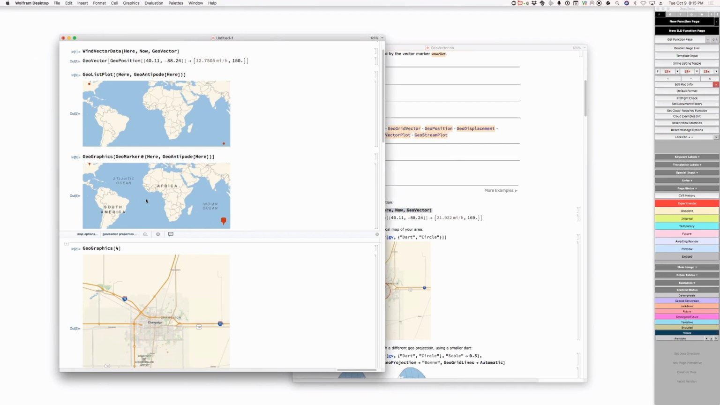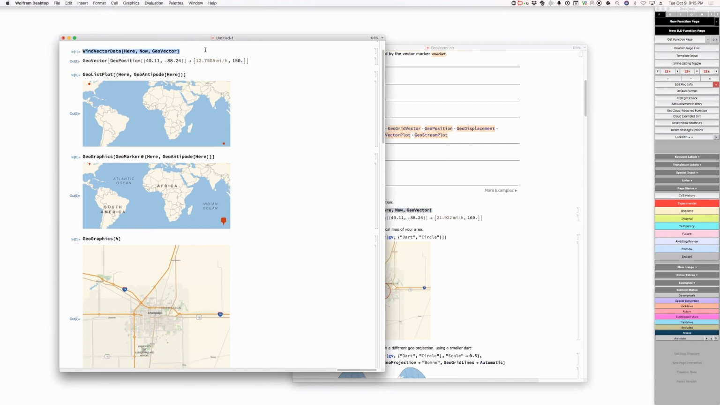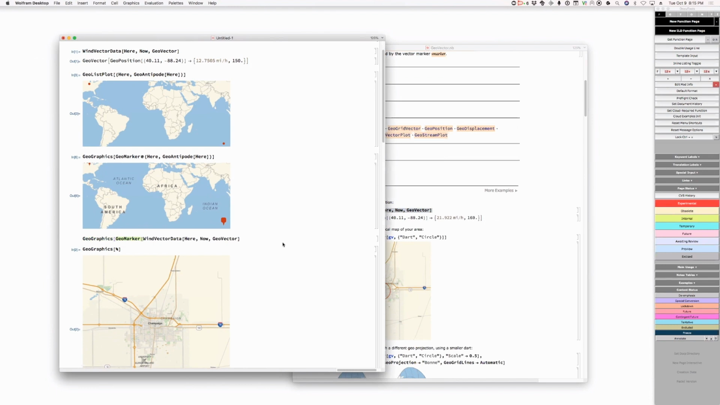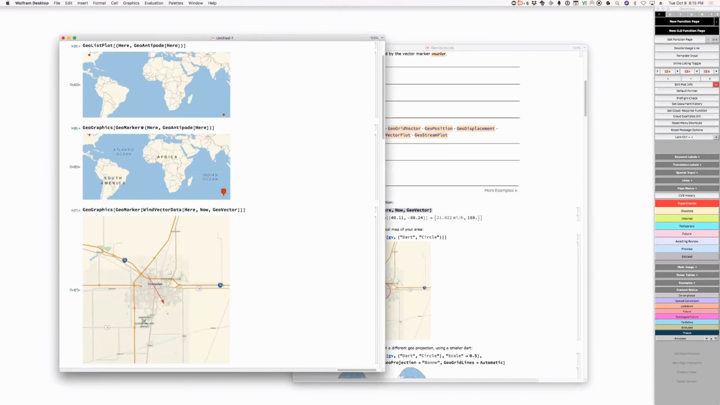But so I think you're saying GeoMarker of the GeoVector. So if I say here, well, you're saying Geographics of GeoMarker of that. Right. That will draw an arrow, some default arrow. Okay, that's fine. Seems fine. And then now, what's the scale of that arrow?